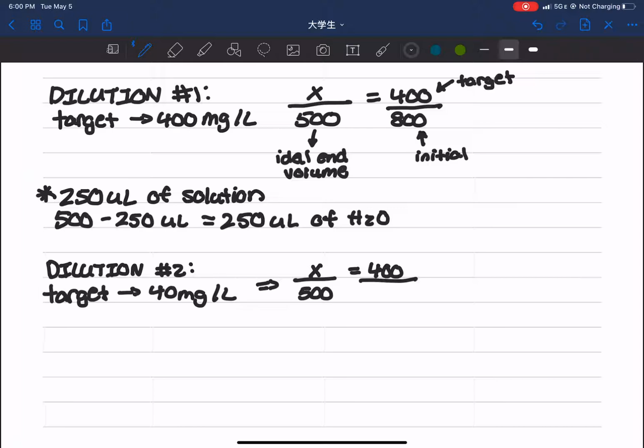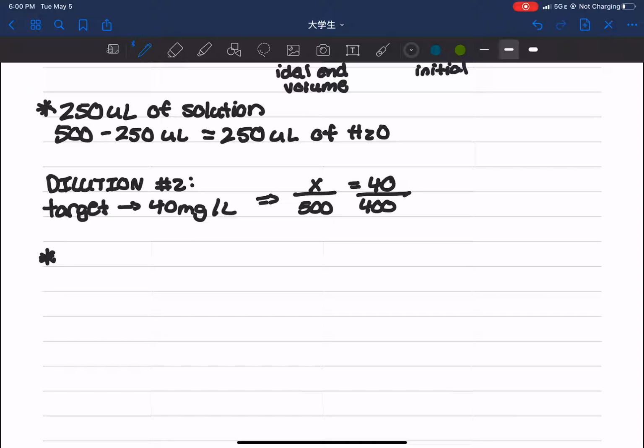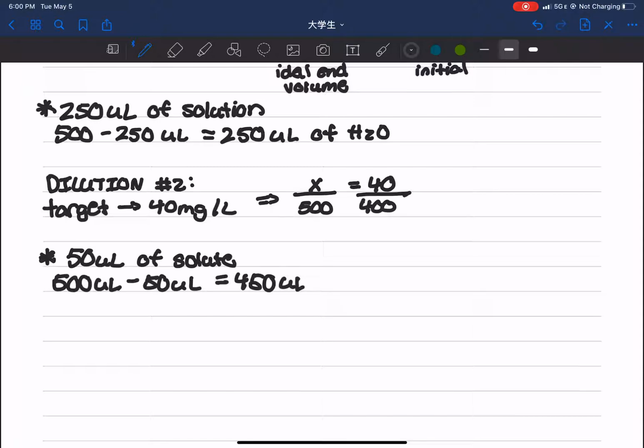Ignore that, I'm sorry. I'm going to make it 40 because that's our target. Our initial is 400 here. So what that gives me is 500 times 40 divided by 400. That gives me 50 microliters of solute. And then to find the water, we're going to do 500 microliters minus 50 microliters. And that's going to give us 450 microliters of water.